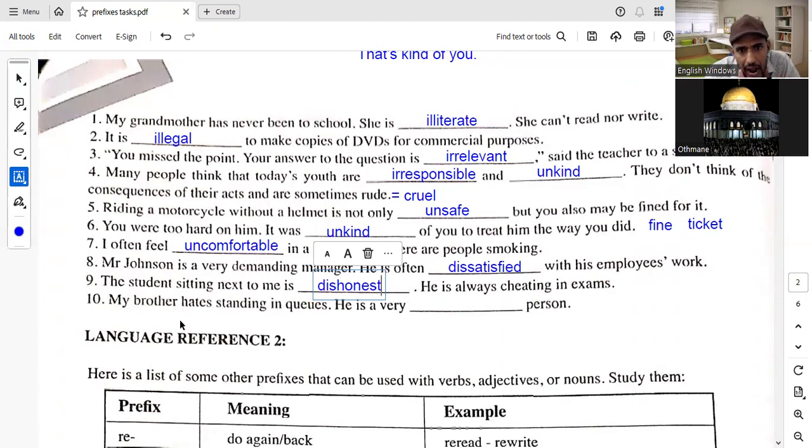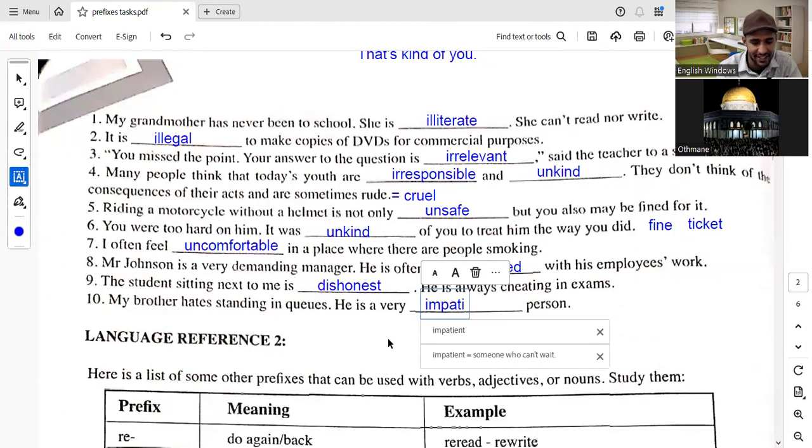My brother hates standing in queues. Queues here, great, means waiting lines. Okay? Yes. He is a very impatient person. Impatient, yes, right.